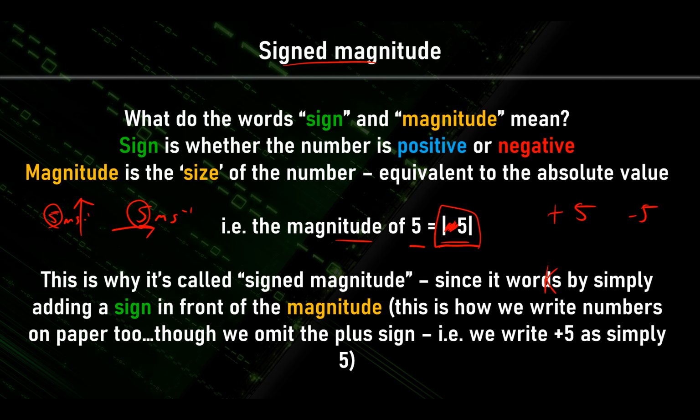And as mentioned, that's similar to how we actually write numbers on paper. Although on paper, we don't actually write the plus. Again, we just assume that if there's no sign, then it's positive by default.